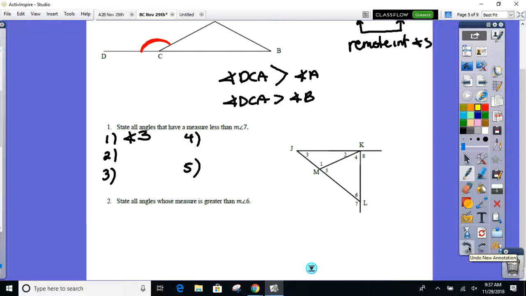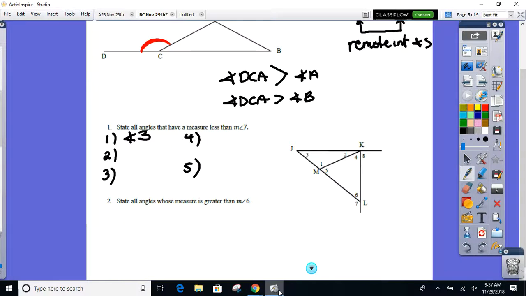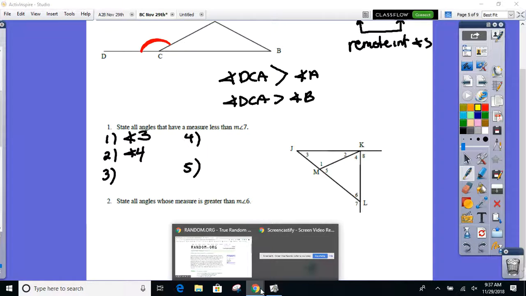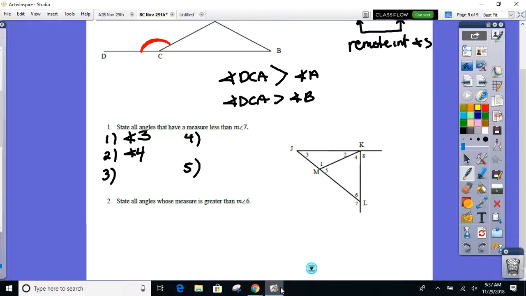Name another angle. And if you don't have one, that's fine, I'll go on to somebody else. Angle 4. I like it. Okay, why angle 4, everybody? Angle 7 is an exterior angle for that triangle, and 4 is a remote interior for it. All good. Okay, anybody got any others here? 2 out of 5.